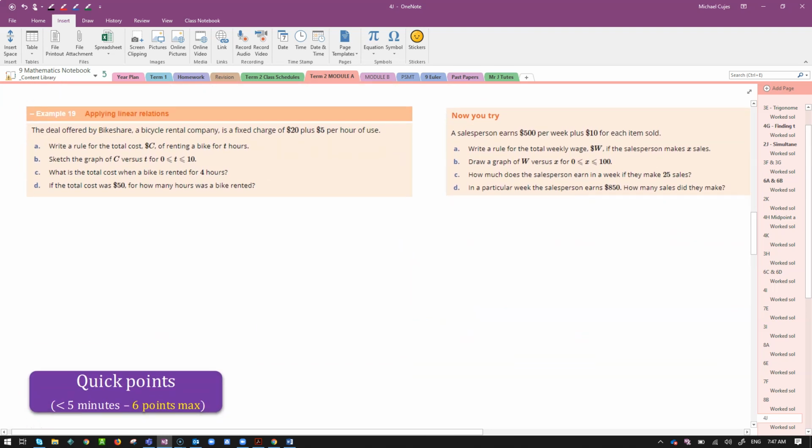Interpolation just means finding a value within the range of possibilities we've already got. Extrapolation, extending that rule outside the range of values we may already have. For these ones, we might not get into that though. Alright, let's have a look.